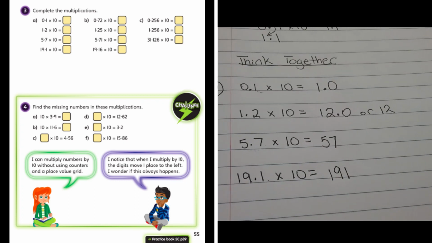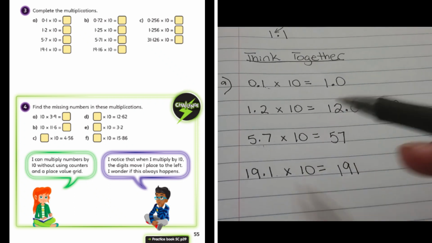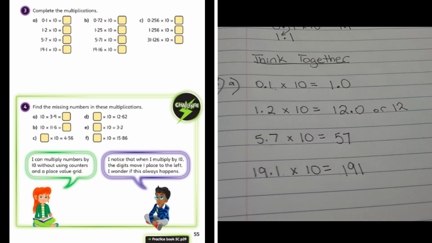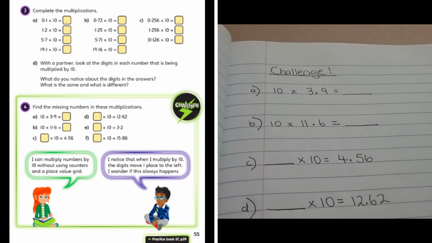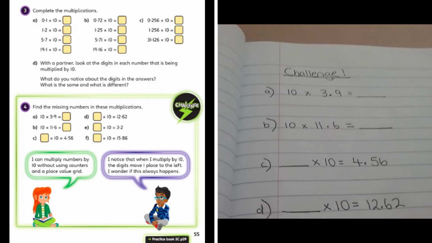Go ahead now and solve B and C. You can use that decimal point strategy or you can use the arrows. It's up to you. Now it's time for the challenge. It says there, find the missing numbers in these multiplications.